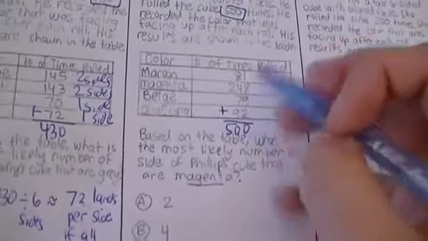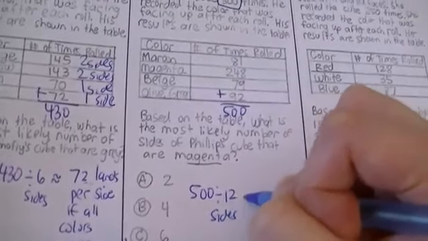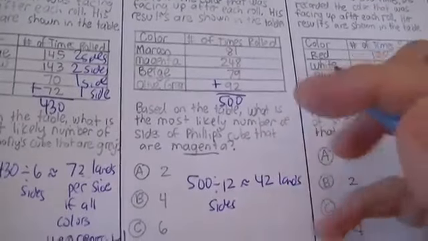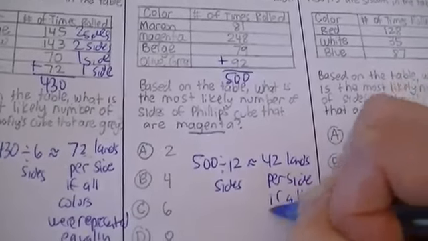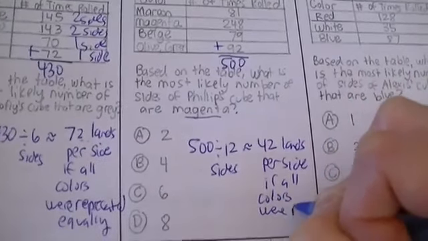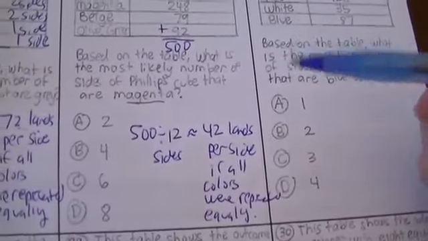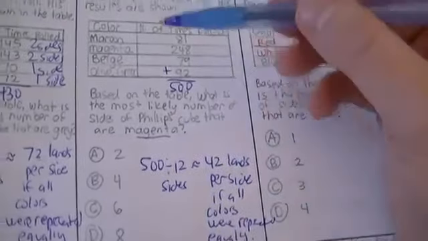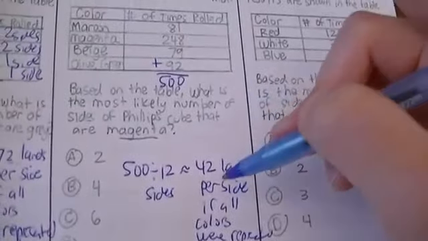Okay, so same way. We know that there were 500 rolls total, and there are 12 sides on the dice, or cube, whatever. And that's approximately 42 lands per side if all colors were represented equally. So like, for example, that would be like if every single color had its own side, okay? But we know that's not the case because there's not 12 different colors there.